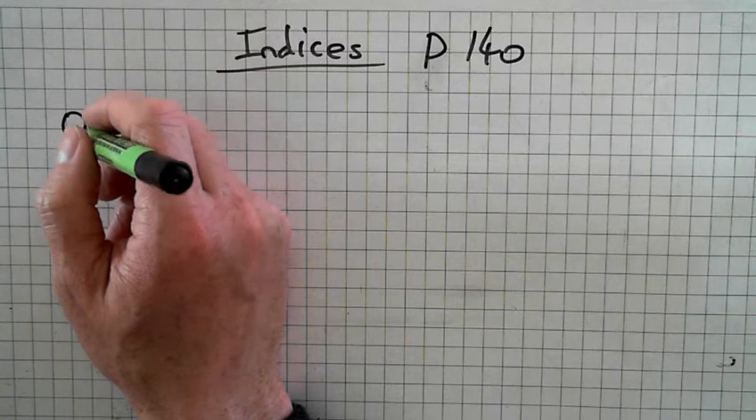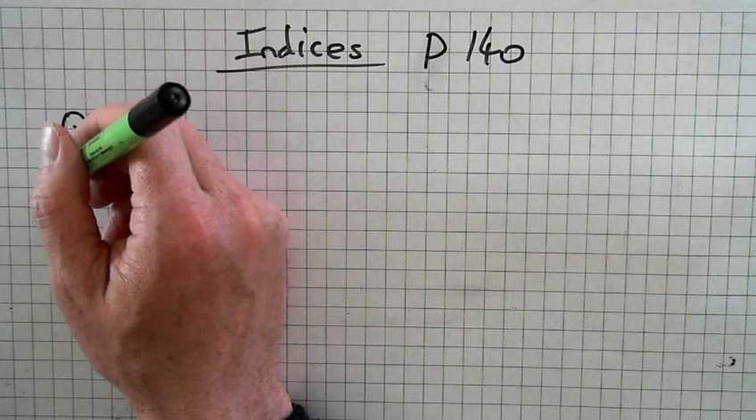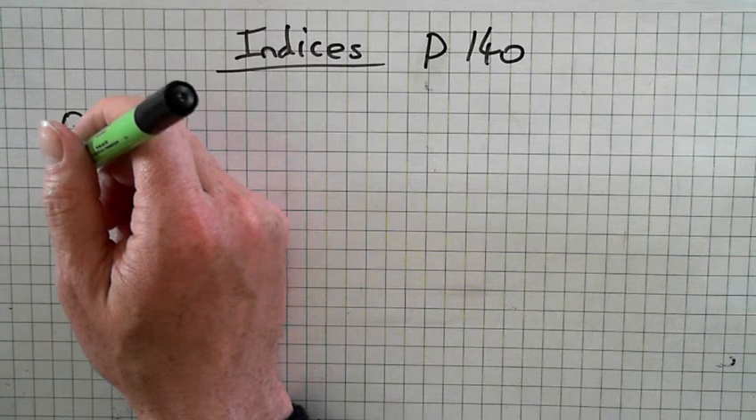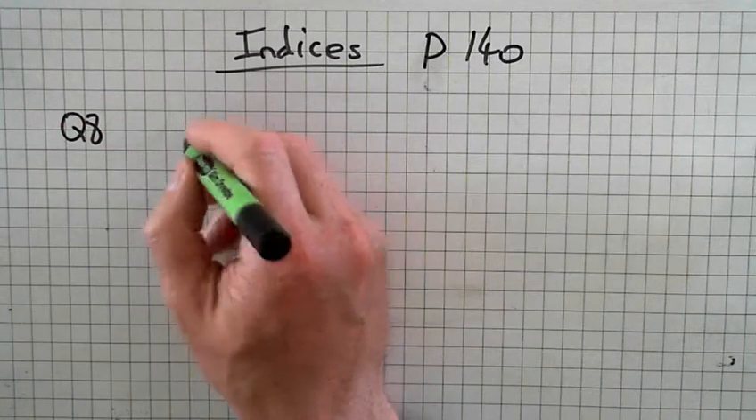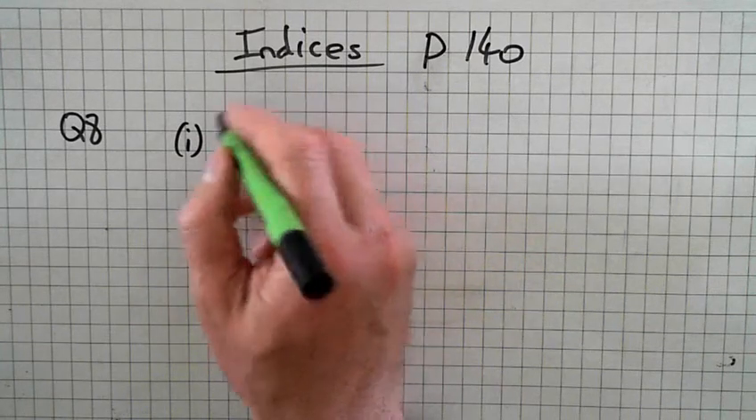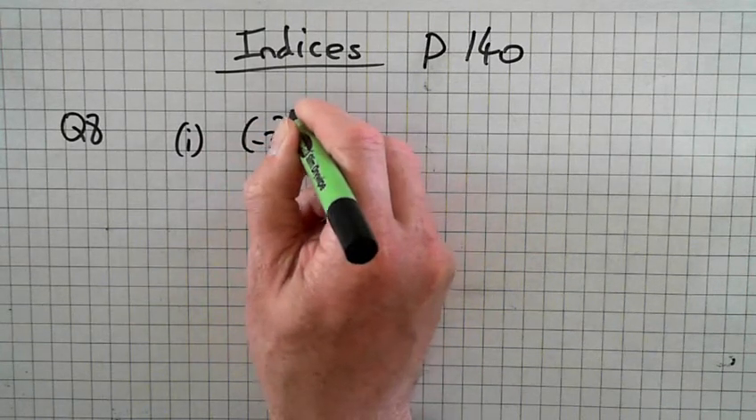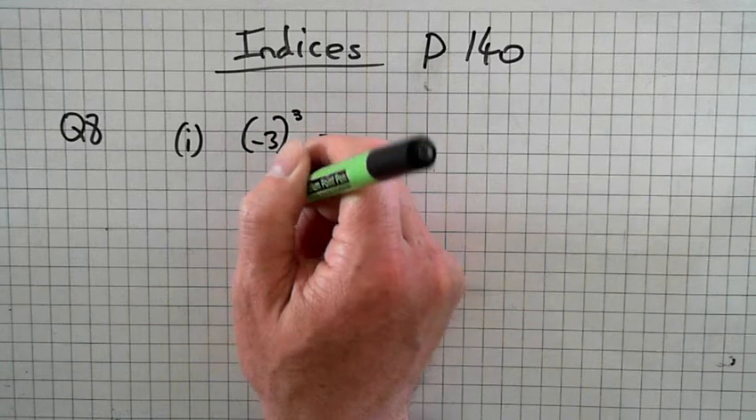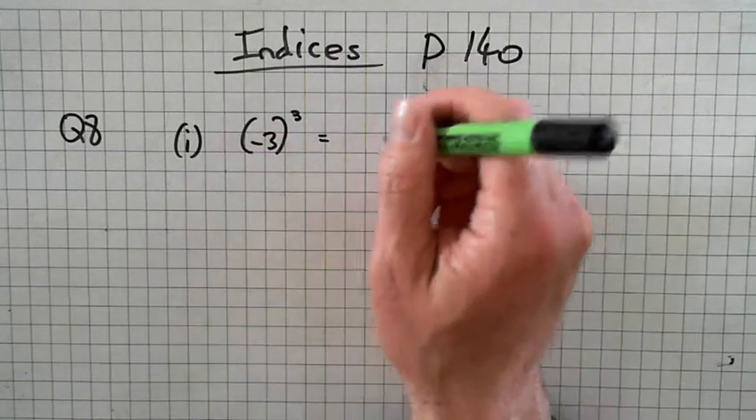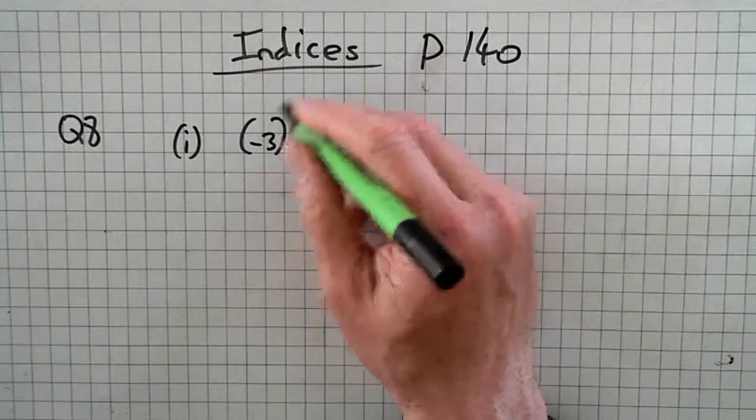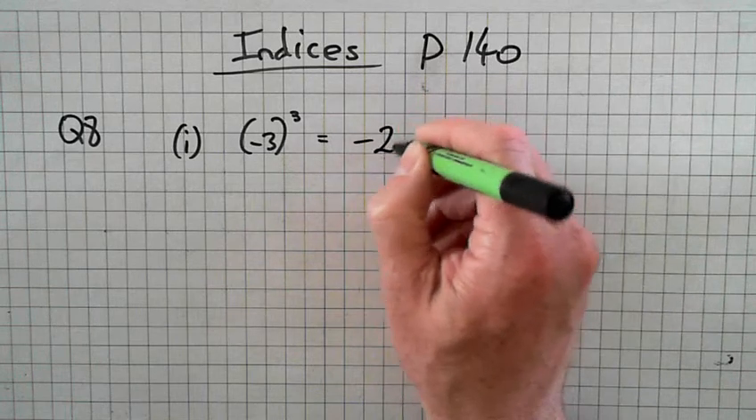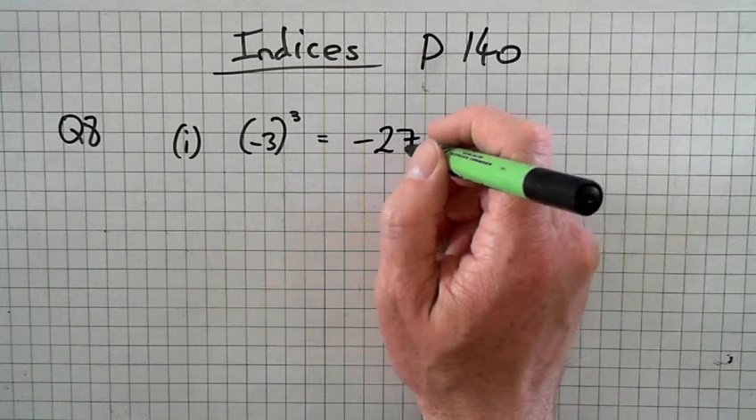Question 8. So I was just simplified. Give your answer in index notation. All right, so minus 3 to the power of 3. So index notation. So how would you rewrite that? So what is it? Yes, it's minus. We'll just multiply it. So minus 27.